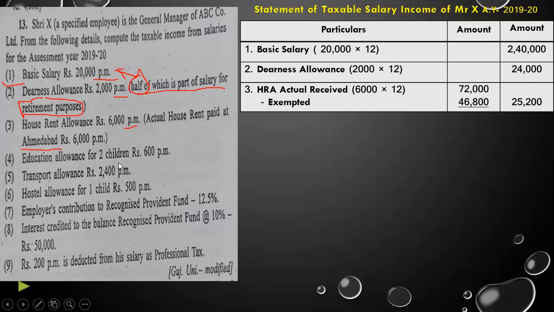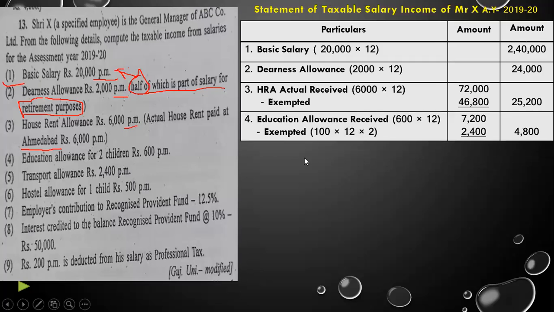Then education allowance for two children, rupees 600 per month. Here it is given for two children combined. So we'll write down education allowance received: 600 into 12, that is 7,200. But how much is exempted? 100 rupees per month. So 100 into 12, and maximum for two children. And here even two children only are given. So exempted is 100 into 12 into 2, 2,400, that is 4,800.